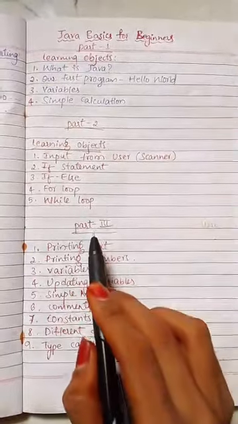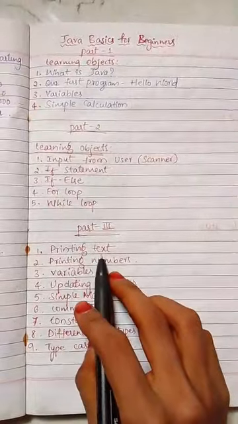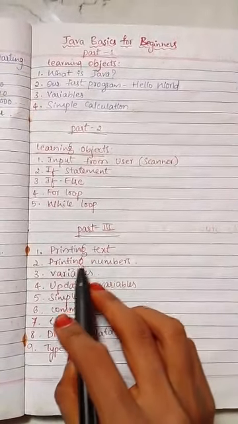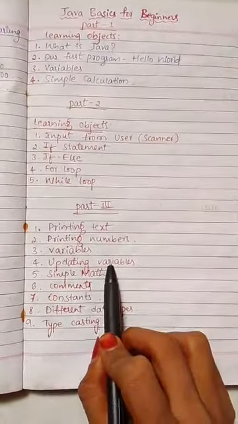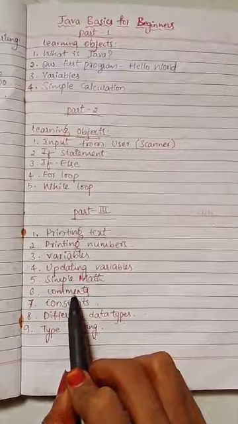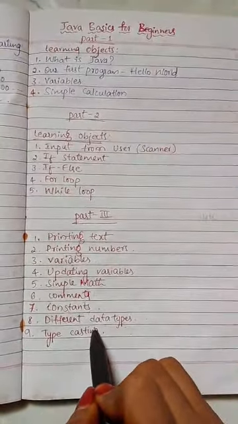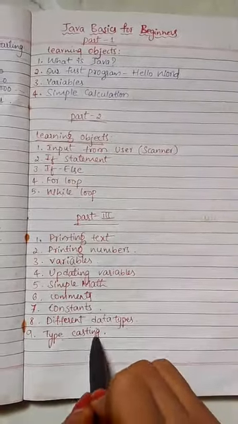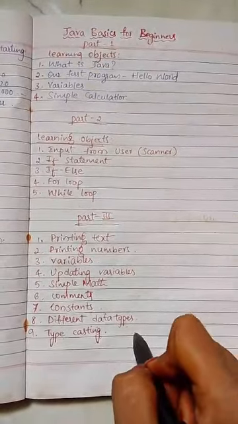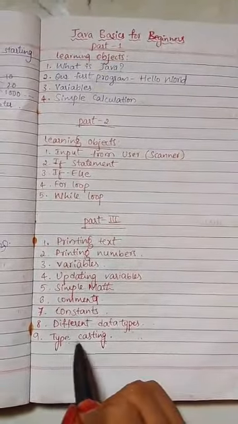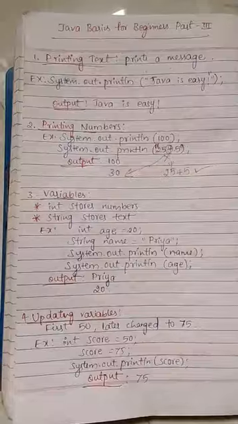In Part 3, we are going to learn printing text, printing numbers, variables, updating variables, simple math, comment lines used in Java, constants, different data types, and typecasting, how to change one data type to another data type. We'll see these topics in Part 3.